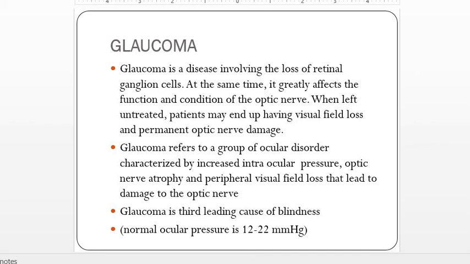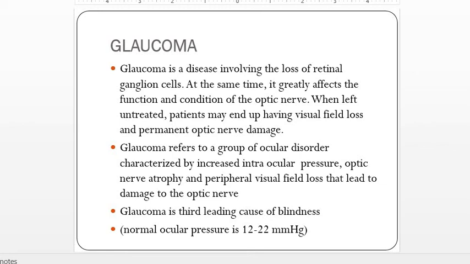So glaucoma refers to a group of ocular disorders. It is not a single disorder, but a syndrome of ocular disorders characterized by increased intraocular pressure, optic nerve atrophy, and peripheral visual field loss that leads to damage to the optic nerve. So basically, these are the group of ocular disorders that manifest as or precipitate glaucoma. Glaucoma is the third leading cause of blindness.